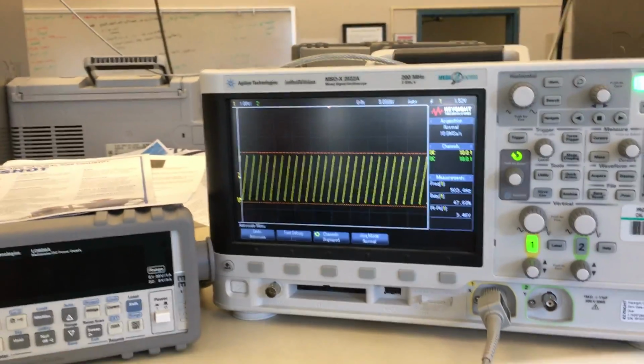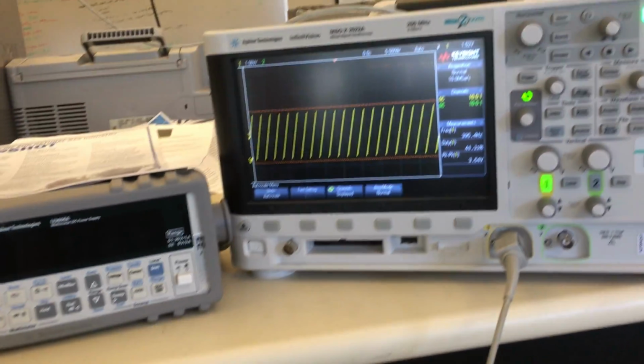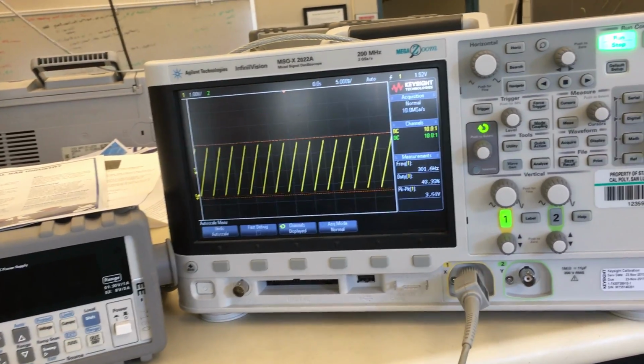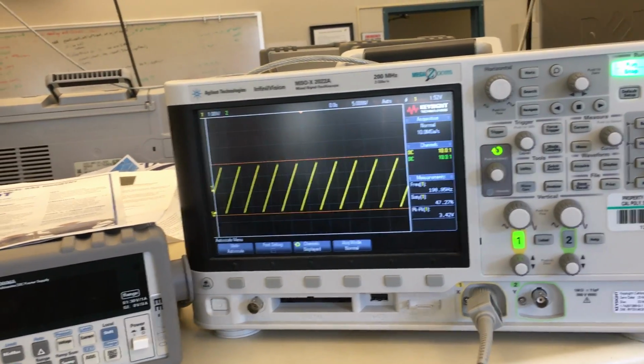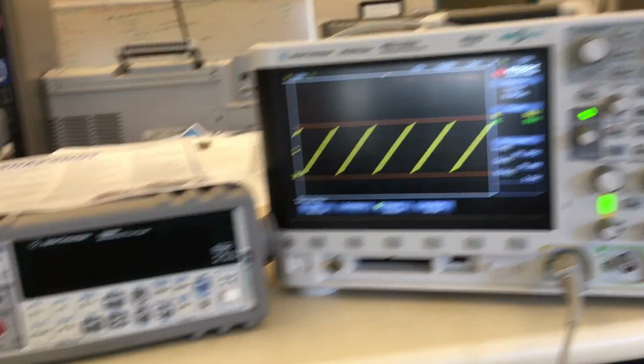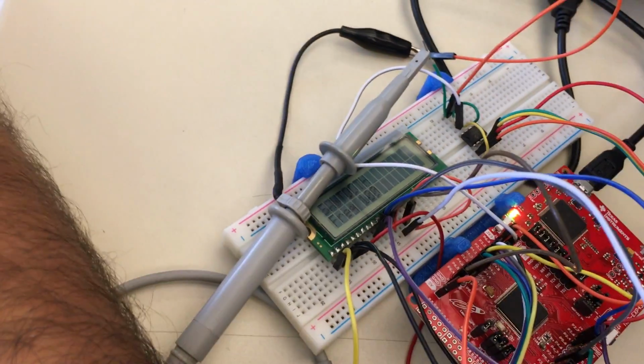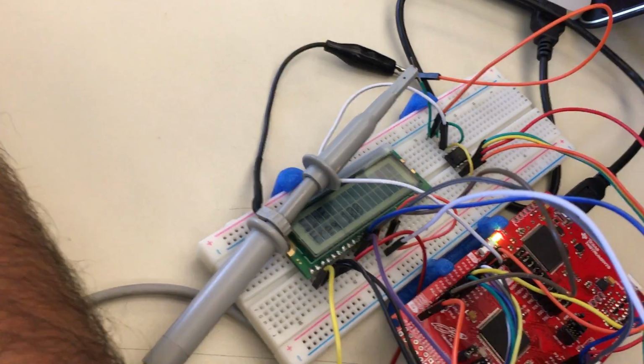And now we're into sawtooth right now, and we're starting at 500 and going down to 400, 300, 200, and 100. In the LCD, you can see that depending on what we have, the name also changes.